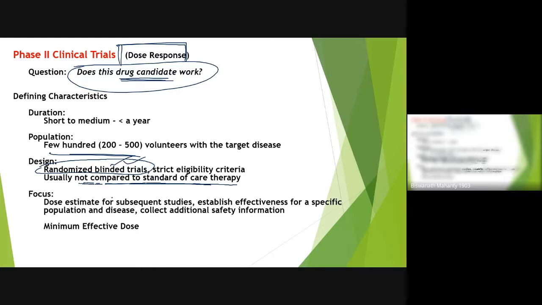So for dose estimates for subsequent studies, we will find out what dose is ideal for this candidate to have the established effect. So effectiveness in a specific population in a disease, and collect additional safety information if you can. Finally, the outcome is the minimum effective dose. So what is the minimum dose I must give? If I take less dose, no result will come. So please understand, a small amount of concentration, even if I'm injecting lifelong, no effect will be there. So we need to have a minimal concentration beyond which any effect is there. So for example, someone may say, I'm having one dose of drug of 600 milligram, for example, paracetamol is there.